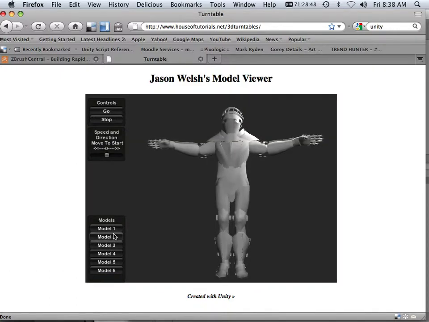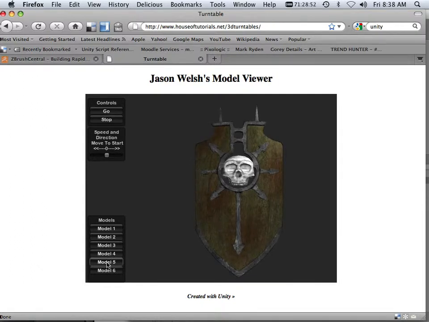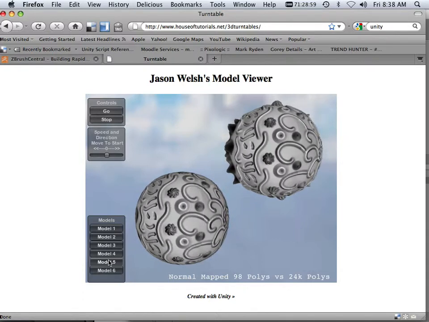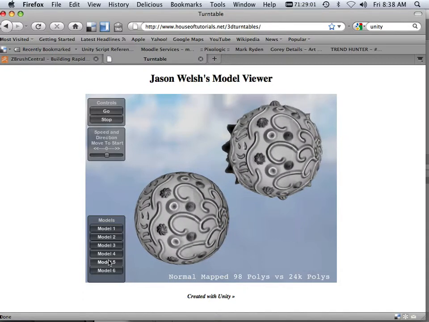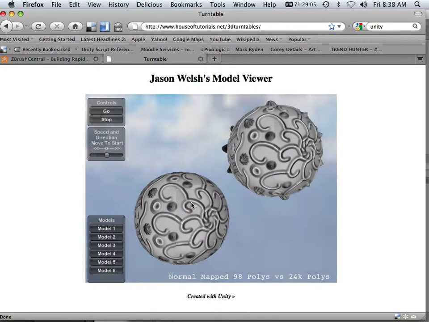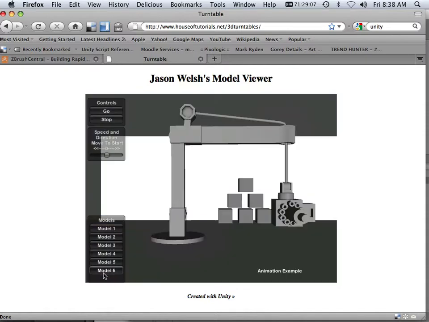Okay, so this one would be something that would be beside the fact. That one is a good example of the same thing. Next, what different textures are corresponding to the engine. That would be a nice one. Normal mapped versus 24K poly. That's a good example to show in engine.